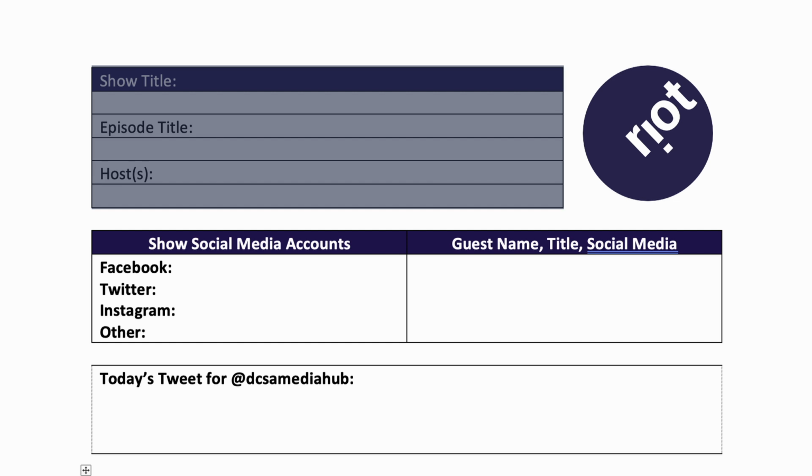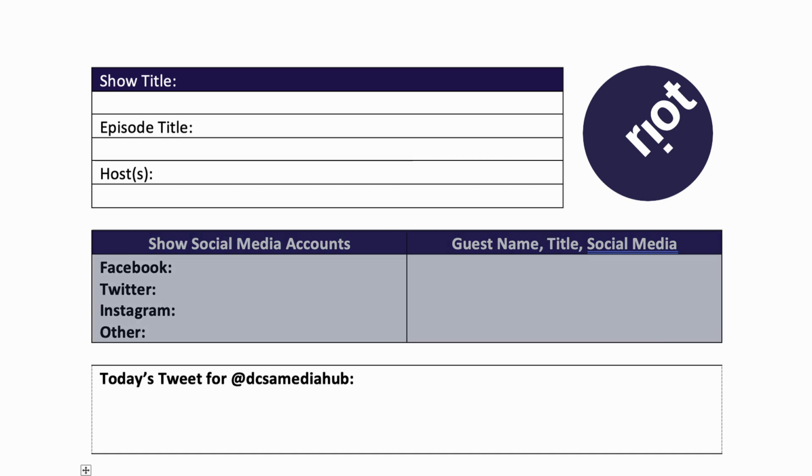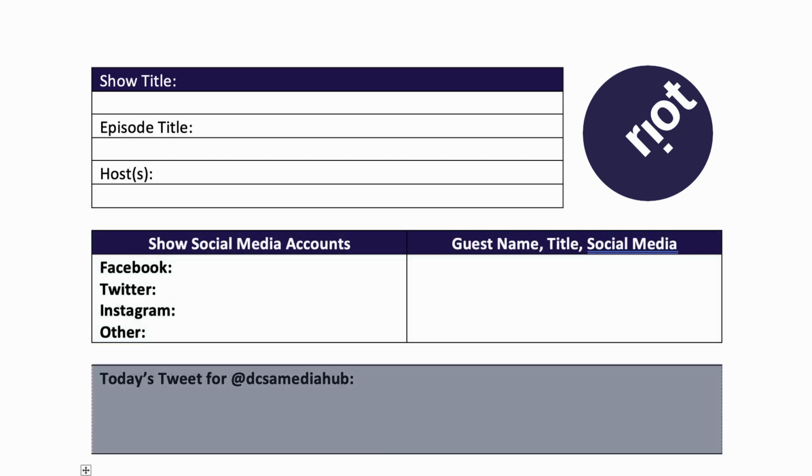The top box should be filled in with your podcast name, episode title, and the host of the episode. In the next section, fill in the social media of your episode so that the station can tag you on social media. This section is also where you list your guests and their social media for the same reason. If you want us to post something specific for your episode, you can write it here.